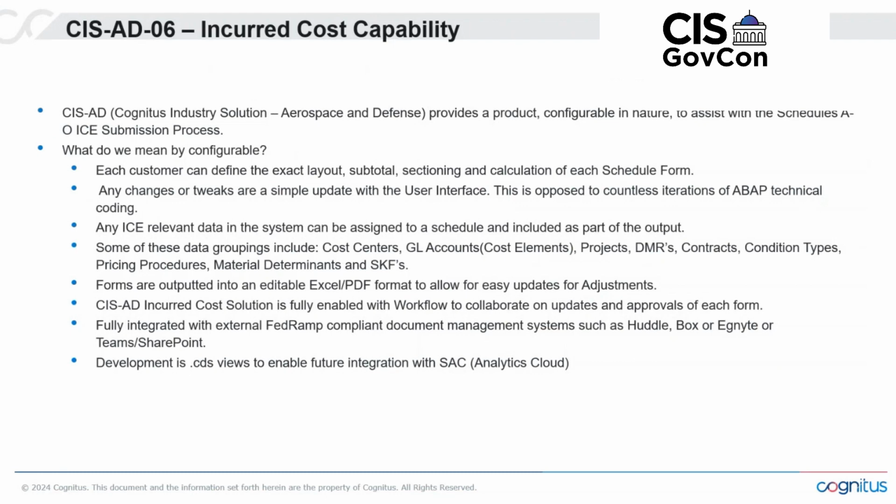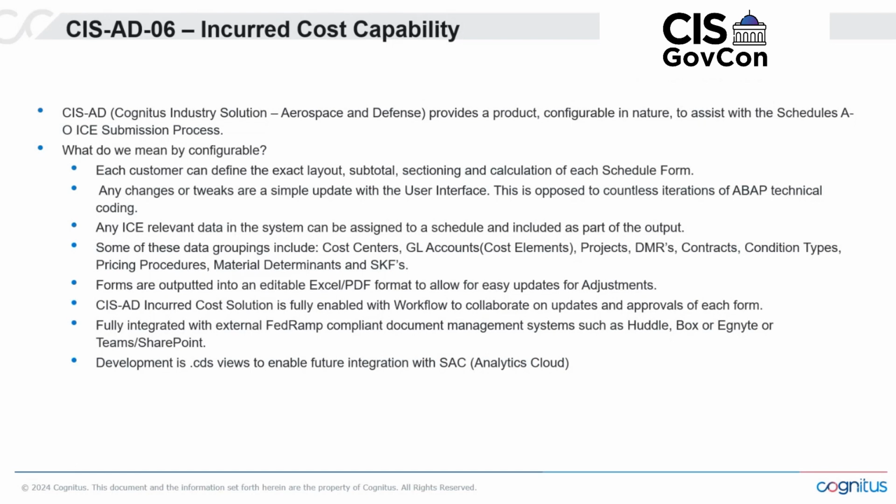So what exactly does the Cognitus industry solution for incurred cost capability provide? Well, it provides a product which is configurable in nature to assist with schedules A through O to be extracted from your SAP S/4HANA environment. Now, what do we mean by configurable? It means each customer can define their layout, their subtotaling, their section, and calculation that goes into each of these schedules as per the customer's unique design and implementation.